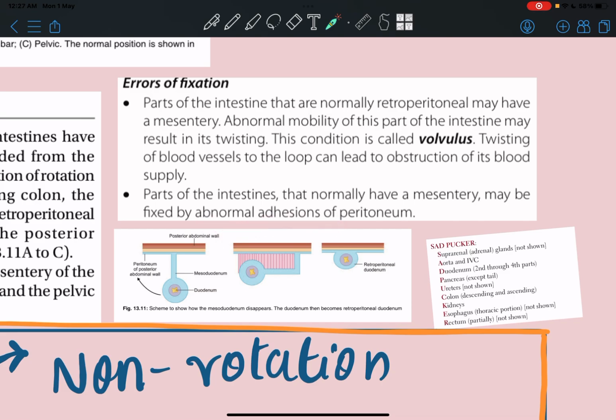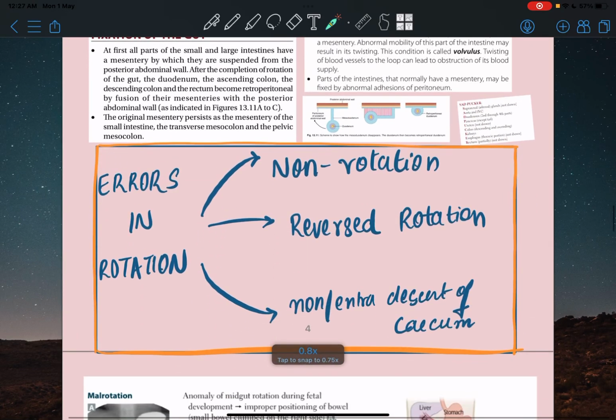When the former occurs, that the mesentery exists, that can affect the mobility of that organ and also cause its twisting. That twisting is called volvulus. The twisting can obviously also lead to obstruction of its blood vessel or blood supply. So we'll come to volvulus again in a bit. So that's about the errors of fixation. Now we go to the errors in rotation.